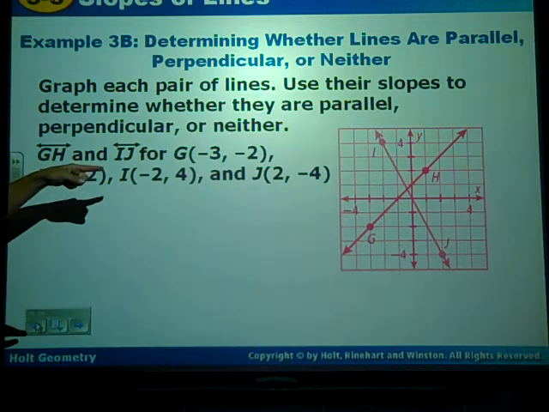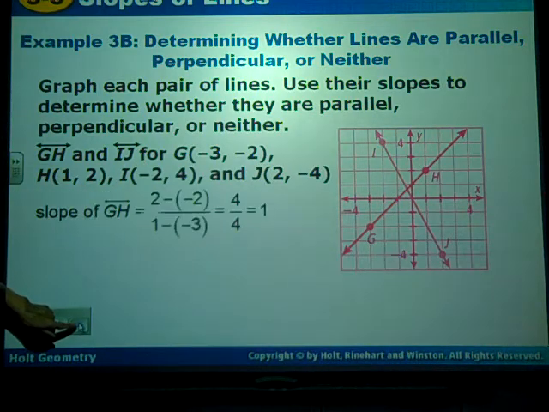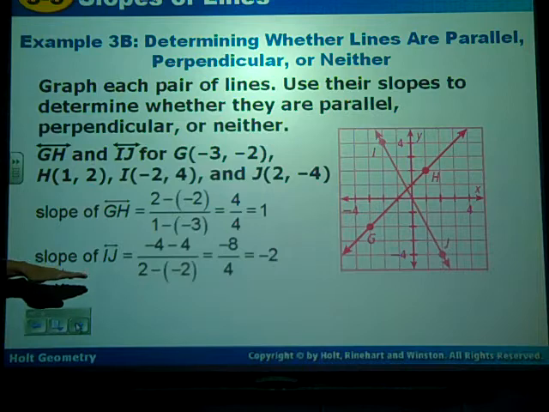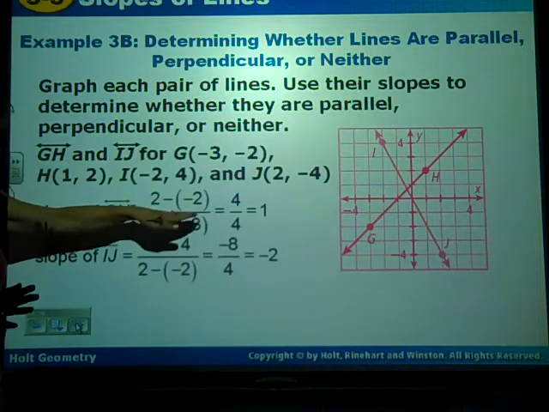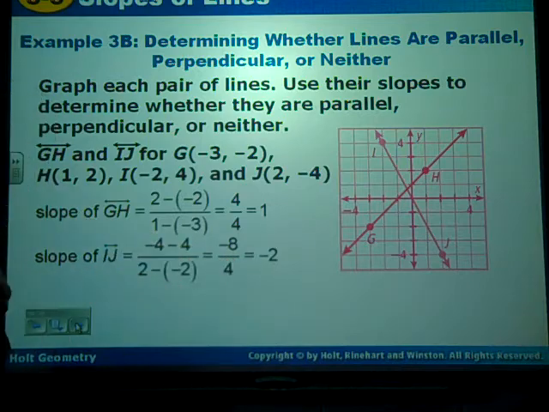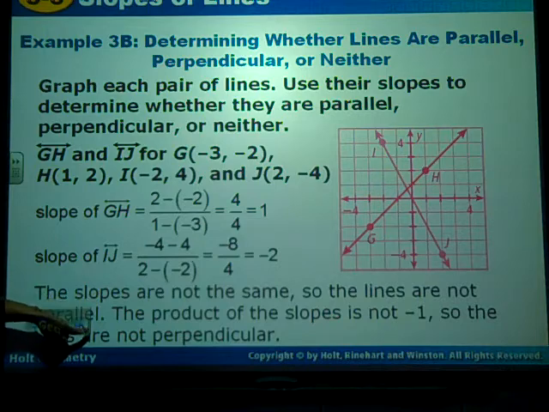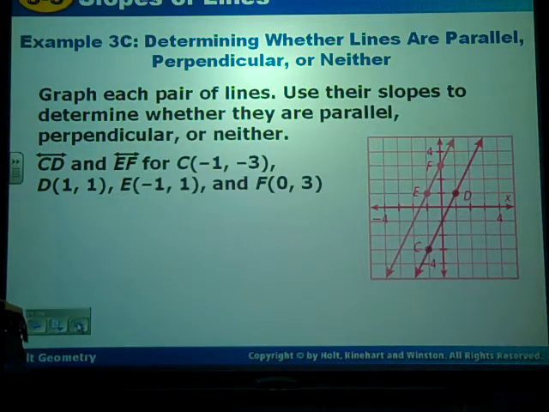Doing the same thing again. Notice these don't appear to be either, but again, you check them, you put your points into the equations, and you get 1 and -2. Well, they aren't the same, so they're not parallel. They're not opposite reciprocals, so then you'd say they're neither. They're just plain old lines that cross. So, not parallel, not perpendicular, neither.